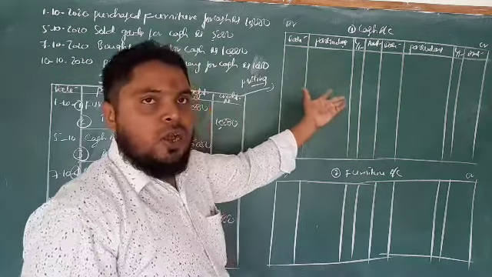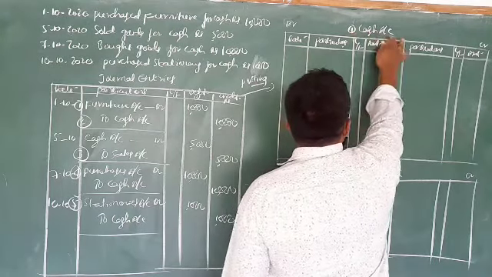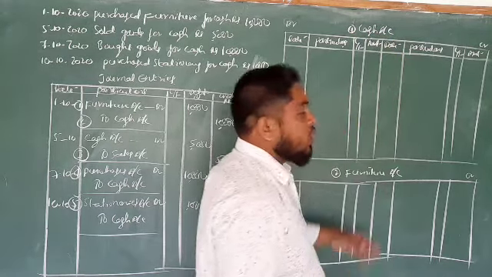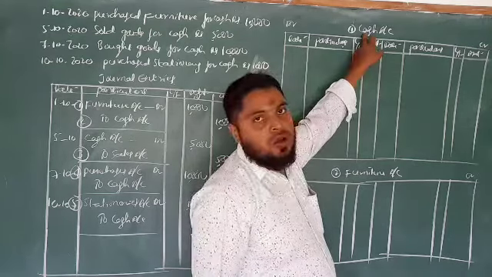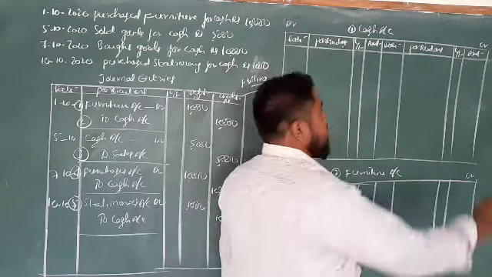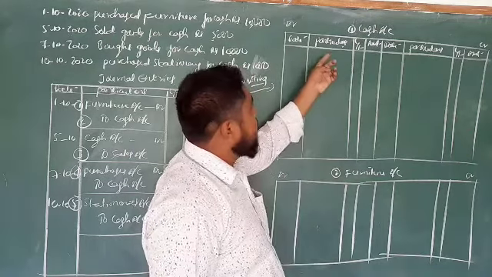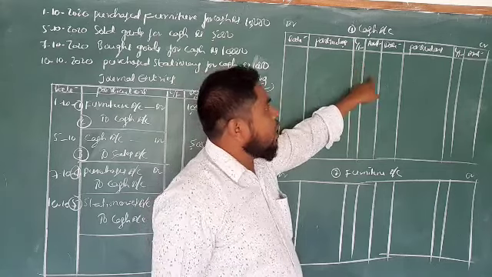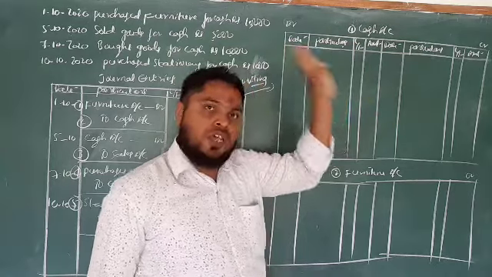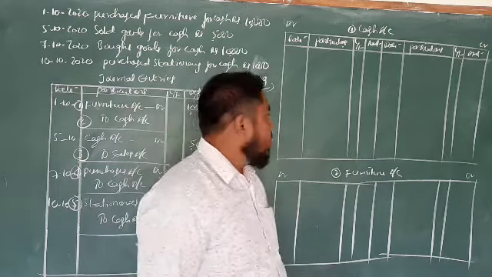Now for a ledger account, we have to write cash in the center of the account. This is the title of the account. Debit means the left side of the account and credit means the right side of the account. Now the columns: date, particulars, ledger folio, amount, and the credit side is also the same format: date, particulars, ledger folio, amount.